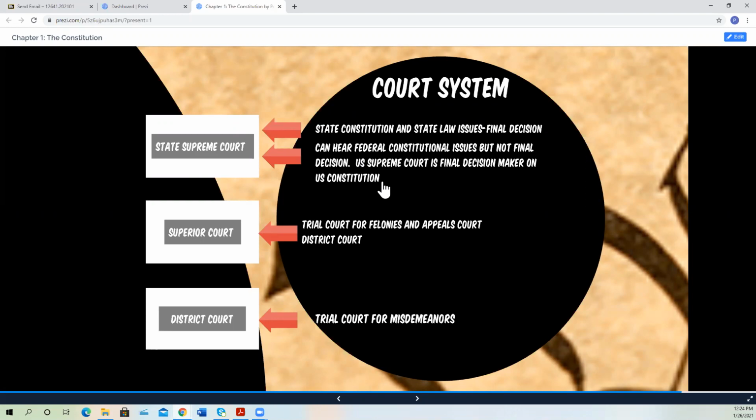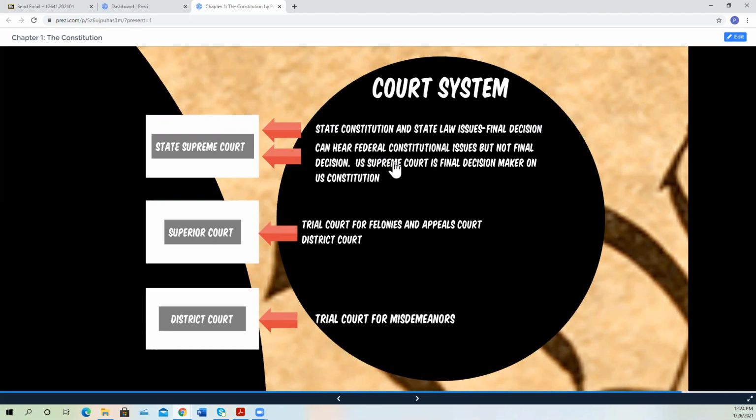And what can they hear? They can hear state constitutional and state law issues. So if somebody is claiming that a state law violates the state constitution, then the state Supreme Court is the final decision maker on that. The state Supreme Court, not the federal Supreme Court, because it's a state constitutional issue. If it's purely a state constitutional issue, then the state Supreme Court has final say.